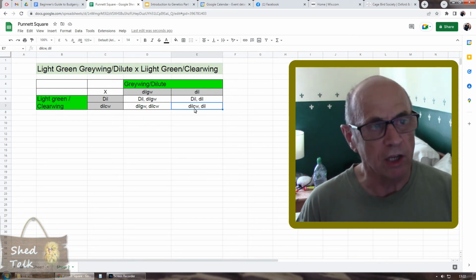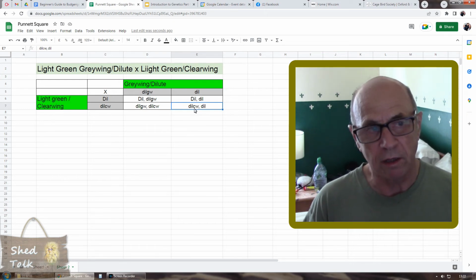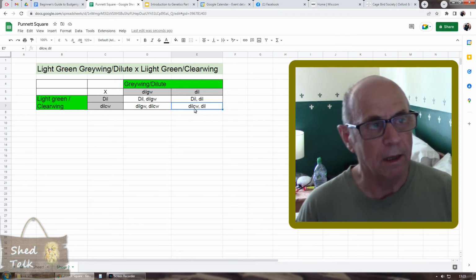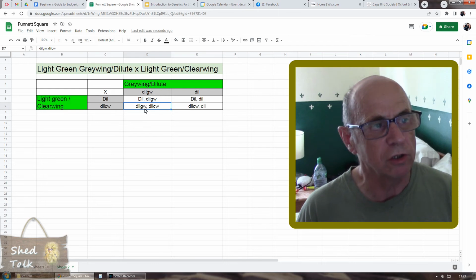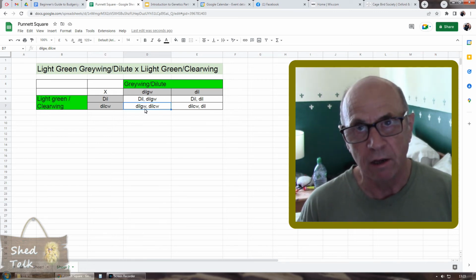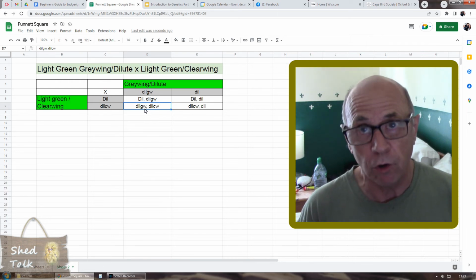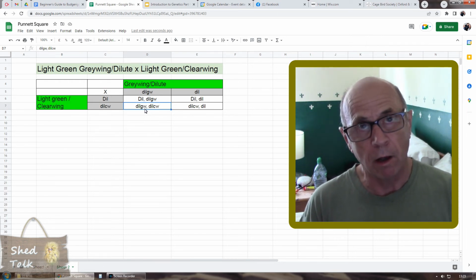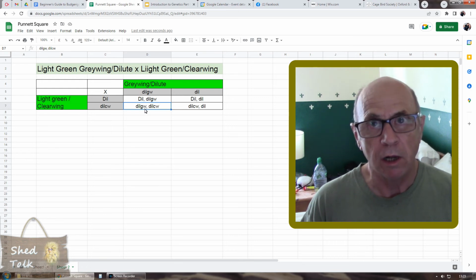So in this case you're going to have some clear wing birds that are going to be split for dilute. The final one is the really interesting combination, which is a dilute grey wing and a dilute clear wing. So one allele for the grey wing and one allele for the clear wing, and that actually has a codominant reaction. So it's a codominant hierarchy.